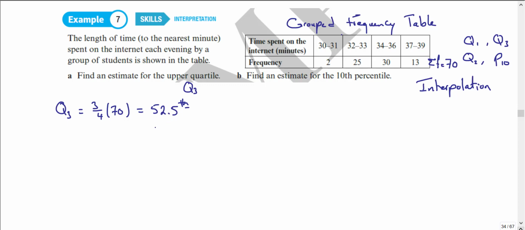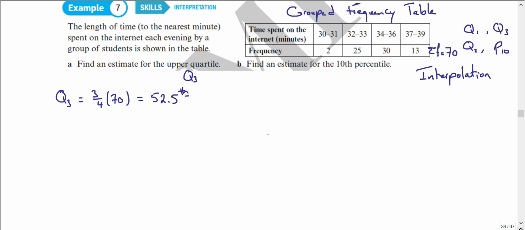So what to do? How to find the 52.5? You use interpolation. Pay attention, please, to how to use interpolation. You draw a line like this. And you have to decide where this 52.5 is. This is frequency. The position here is the frequency. Where exactly is 52.5? Pay attention.